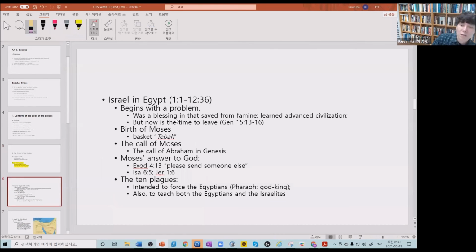So Israel in Egypt. Was the Israelites living in Egypt a blessing or not a blessing?